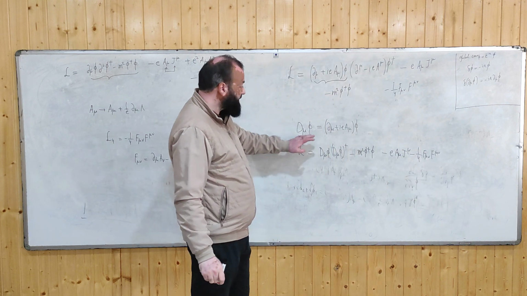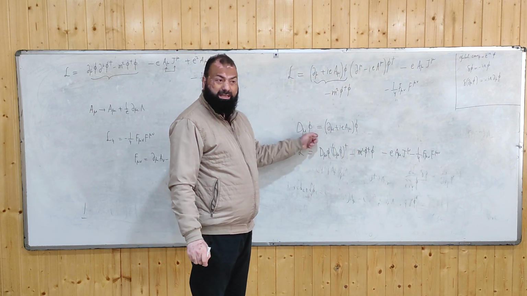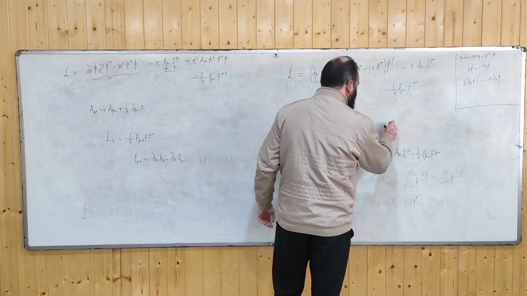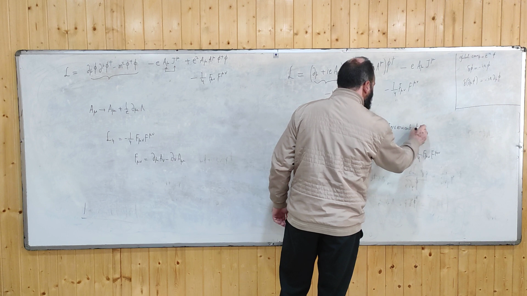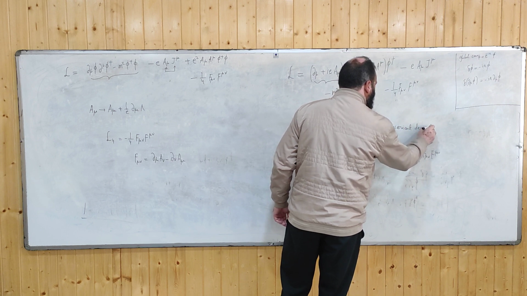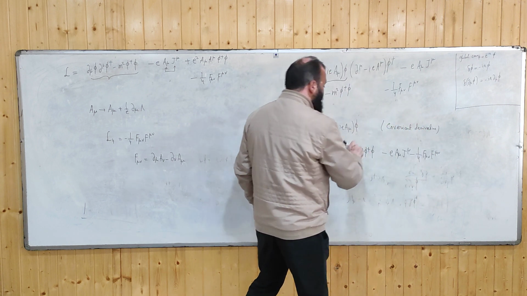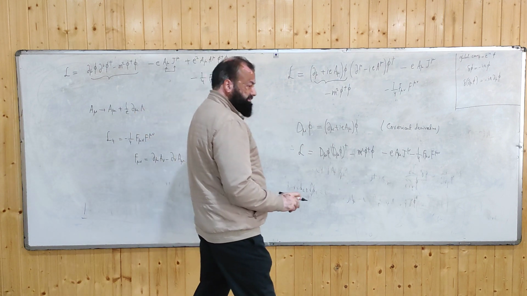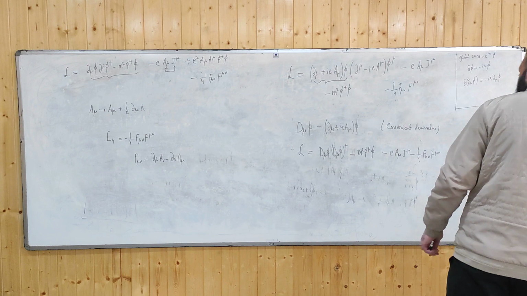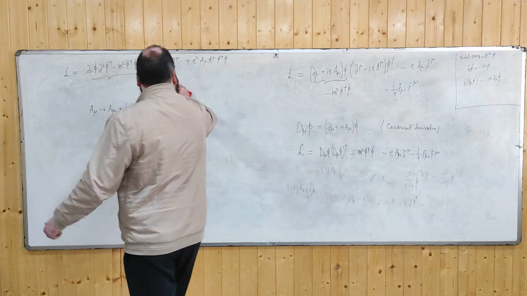Clear? So let's first try to understand the meaning. We call it a gauge covariant derivative, or simply covariant derivative. What does that mean? It means it will transform in the same way as phi is transforming. What is the transformation rule for phi? Now tell me.